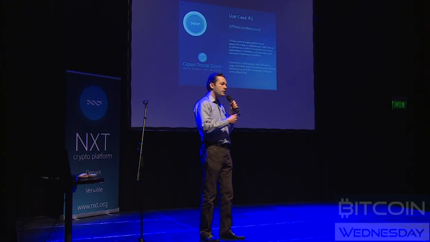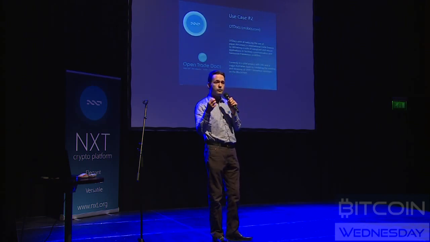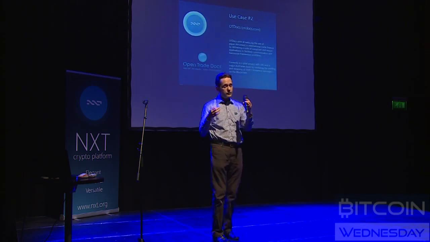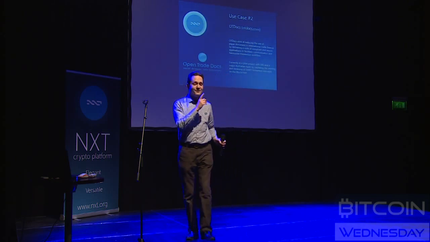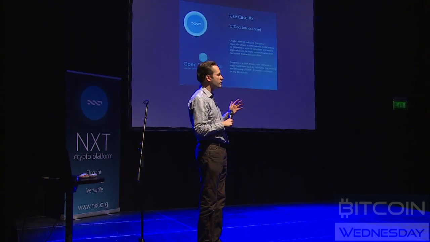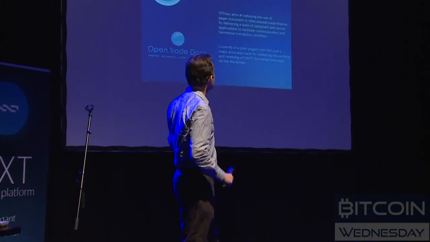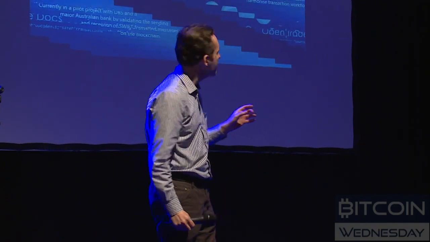Because what you can do on the NXT blockchain, you cannot only use it for storing data about tokens. You can also use it for plain data. You can put information on a blockchain for which you again know this data cannot be changed anymore.